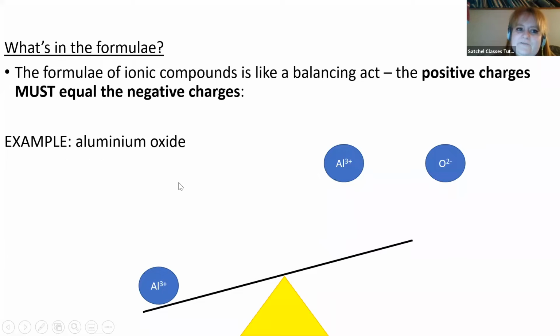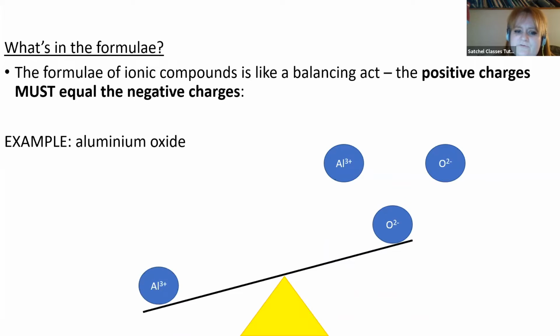Okay, a little bit more complicated. Aluminium 3+ wants to react with oxygen. Okay, I've got electrons to sell. Oxygen likes to buy, so we've got a buy and sell thing. Okay, not balanced, is it still?